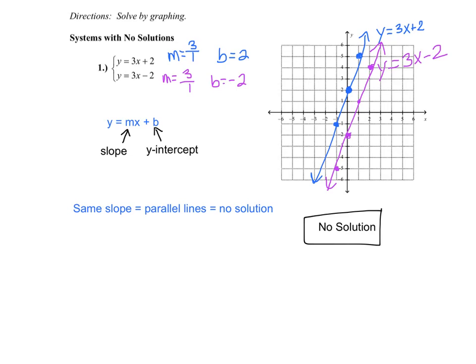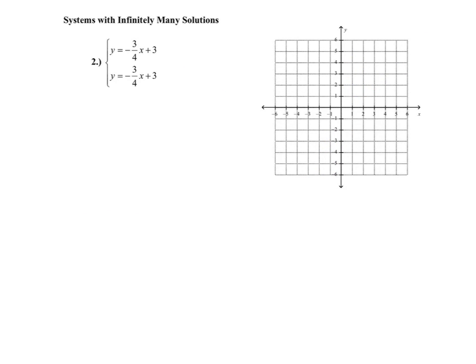Now let's look at an example with infinitely many solutions. In example 2, it says y = -3/4 x + 3, and then it also says y = -3/4 x + 3. So let's identify our m and our b for each equation. Our m in the first equation is negative 3/4, and our b is positive 3.